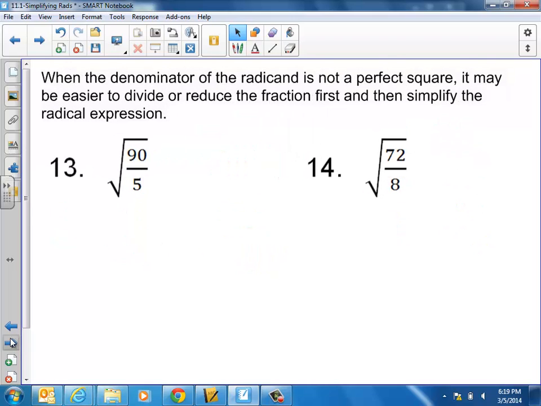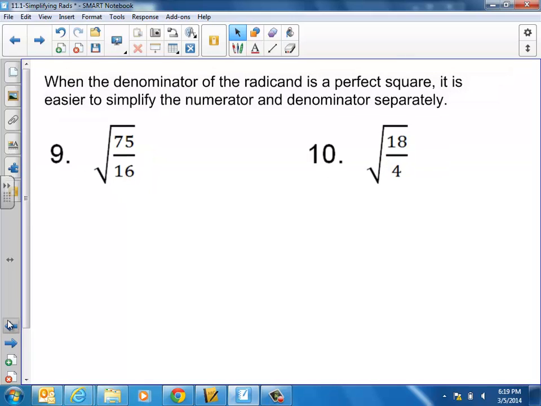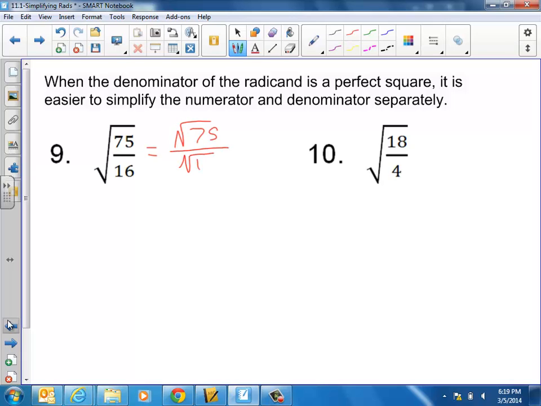All right, let's move right along here. We've got 3 slides to go, and you guys are doing great. Square root of 75 over 16. Again, tough to do unless you break it into 2 separate pieces. The square root of 75 over the square root of 16. Well, now that you've got a single number under each of these radicals, you want to go to a factor tree for each. You're going to go to a factor tree for the numerator, a factor tree for the denominator.